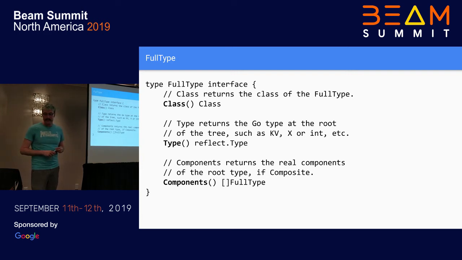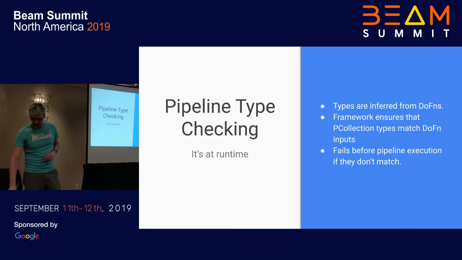The class is a little abstract in that it is representing whether it is containing containers of things and so forth. And then components actually does the recursive trace down. So for a KV type, it would contain the two primitive types. If it's the CoGroupByKey, it would contain the key and all the different value types. And these are largely used so that we can type check your pipelines.